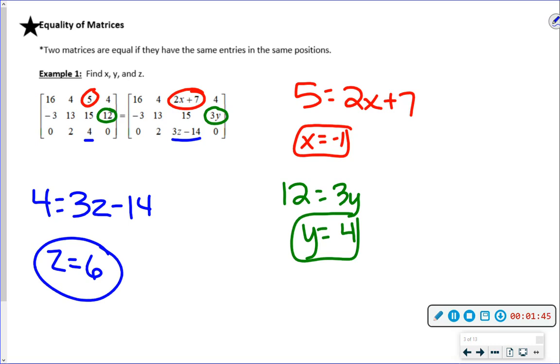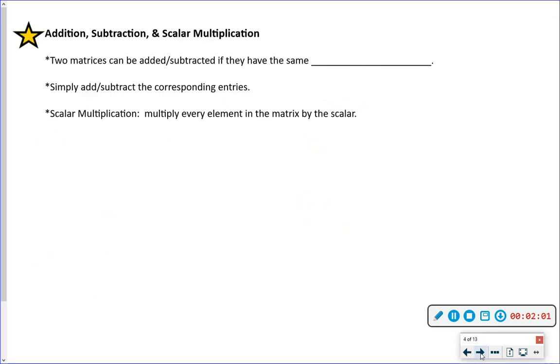Notice, too, for equality of matrices, the matrices need to be the same dimensions, the same size. So like, remember, this is a 3 by 4, so that way you have corresponding entries. The reason I'm talking about that is that's also important when we do addition and subtraction. Okay, so that's what we're next on.